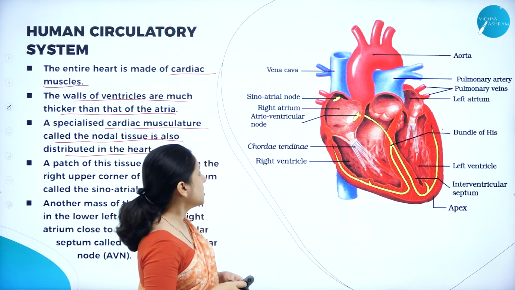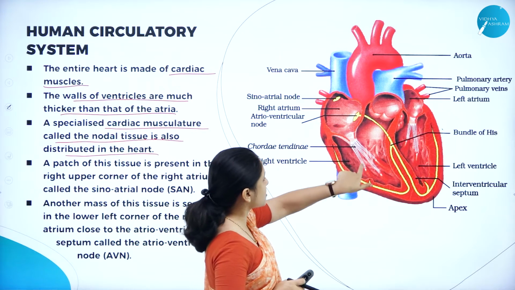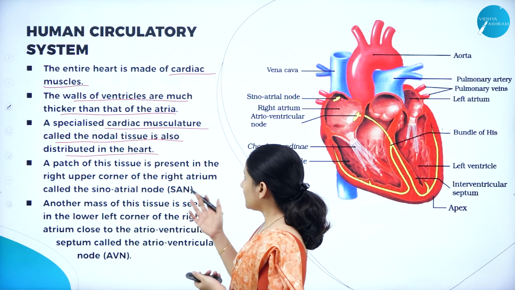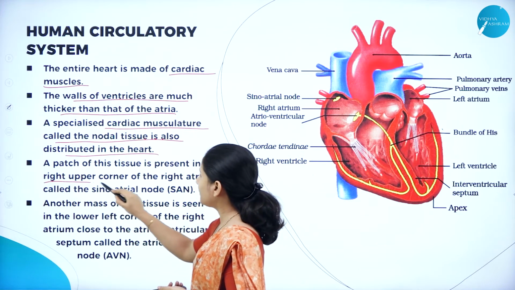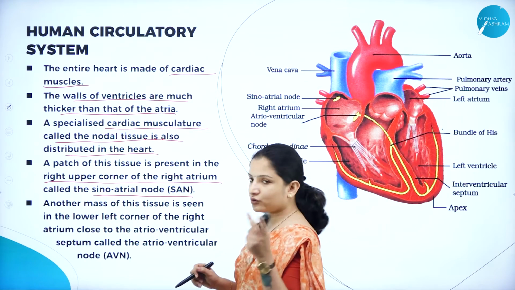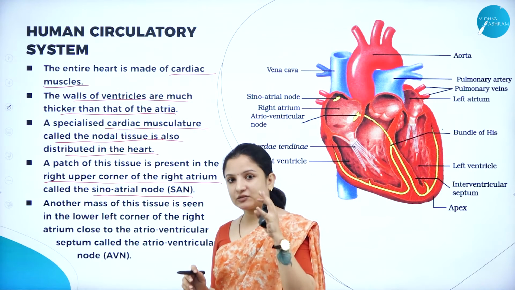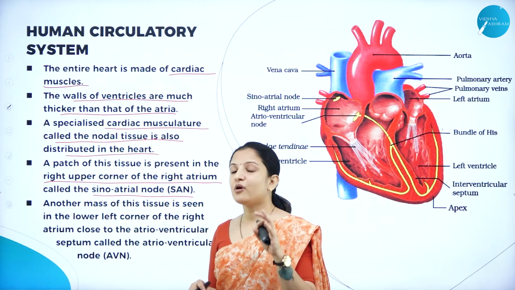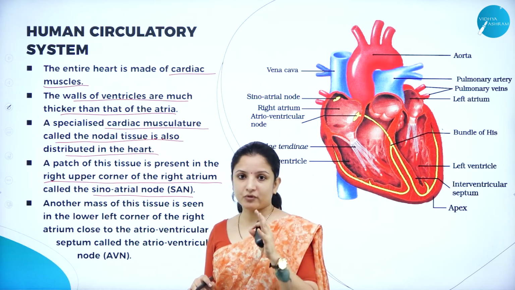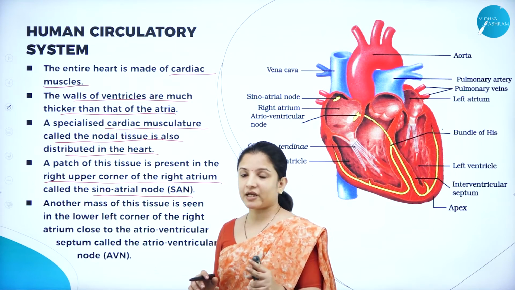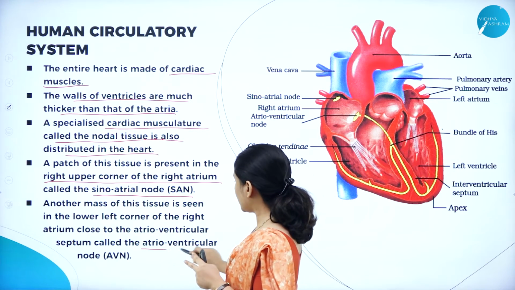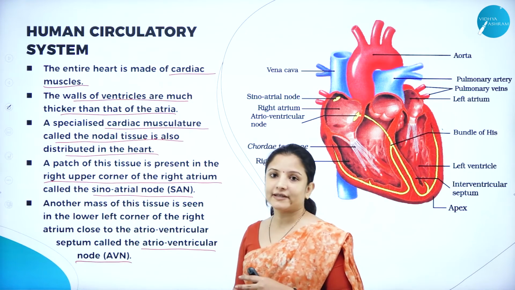So apart from the cardiac muscle, these nodal tissues are also distributed in the heart. A patch of this tissue is present in the right upper corner of the right atrium, which is called the sinoatrial node. So there are two types of nodes present. The heart is muscular in nature. What type of muscle is it made up of? It is made up of cardiac muscle. Apart from cardiac muscle, the heart is also made up of nodes. What are the two types of nodes? The sinoatrial node, that is SAN, and the atrioventricular node, that is called the AVN.